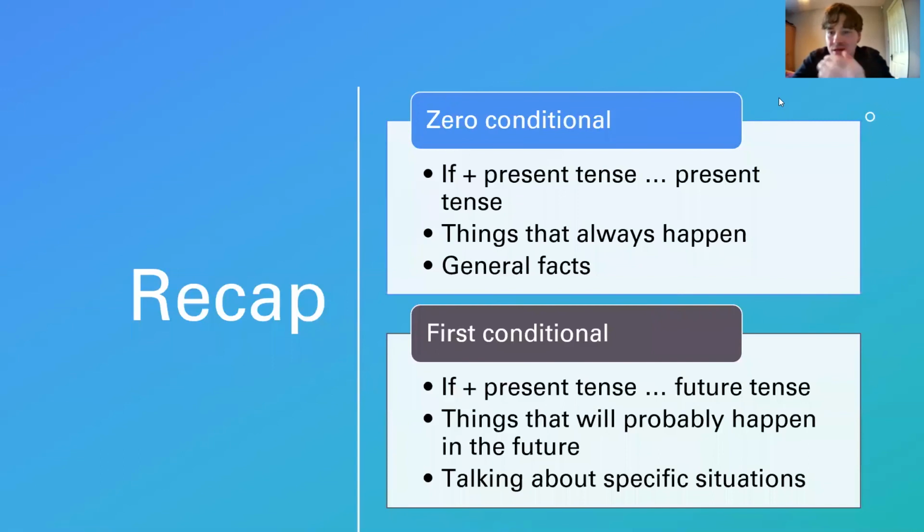Quick recap. If plus the present tense is the zero conditional, things that always happen. If I don't eat, I die. First condition, if plus present tense plus future tense. Things that will probably happen in the future. Yeah. And we're talking about specific situations. When I get paid, I will buy that jacket. If I go out tonight, I will see my friend.